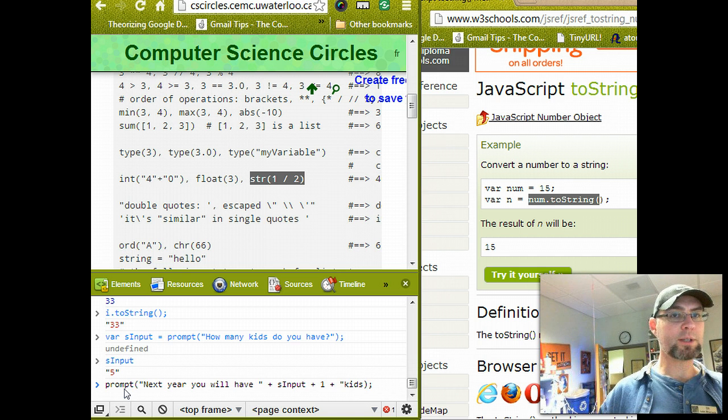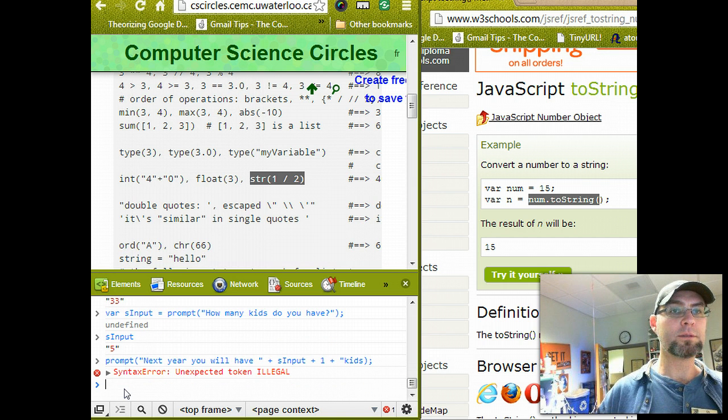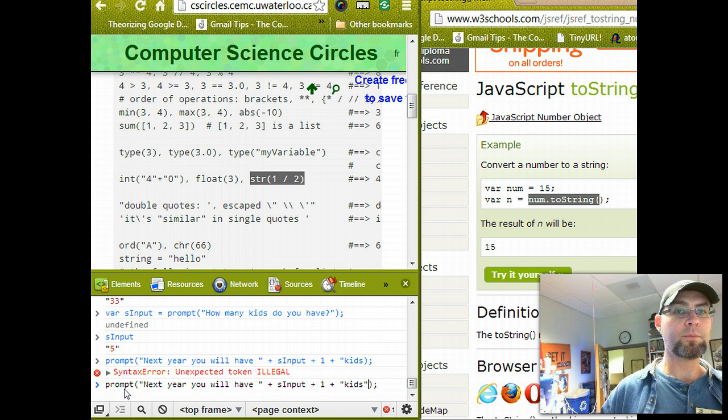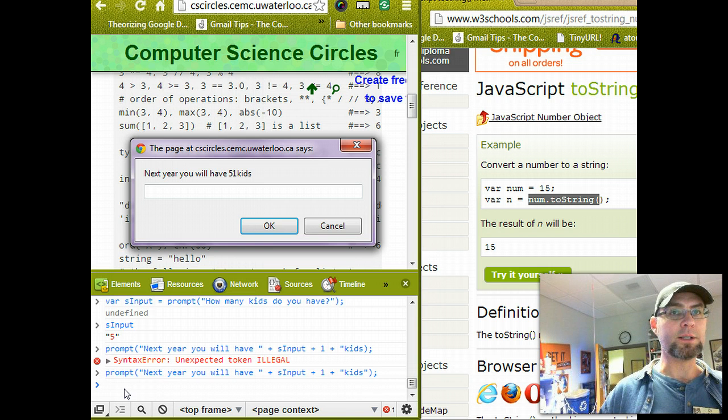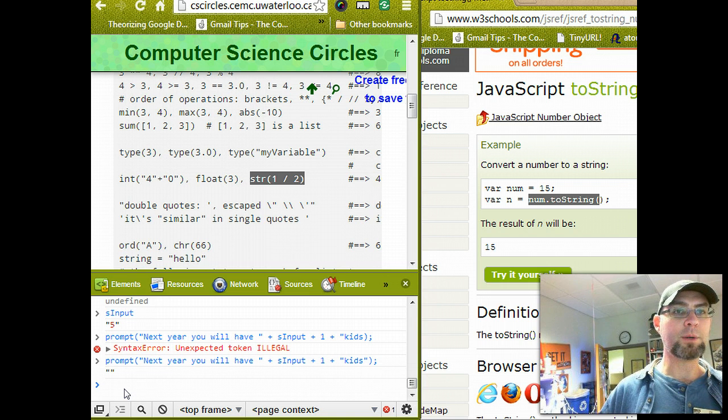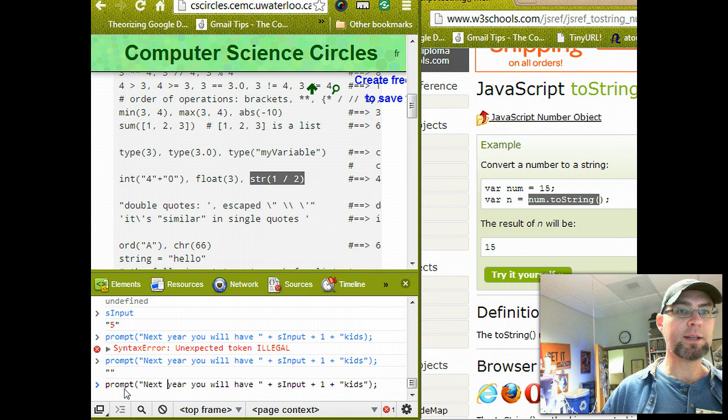Now, hopefully you can predict what I might run into here. A couple things, both with formatting and the numbers. So I enter it, and unexpected token is illegal. Oh, I've got to close out my quotes here. 51 kids. So you see the problem I have. So how do I fix that? Well, first of all, I didn't want a prompt. I wanted an alert. So let's go fix that. I keep making that mistake.